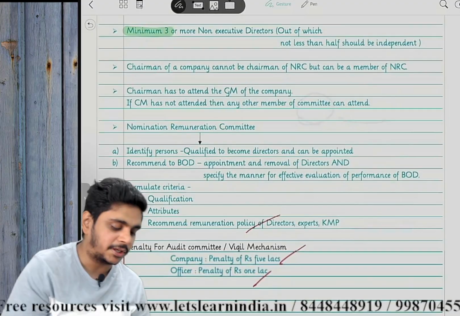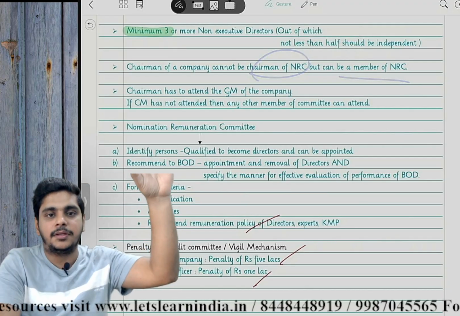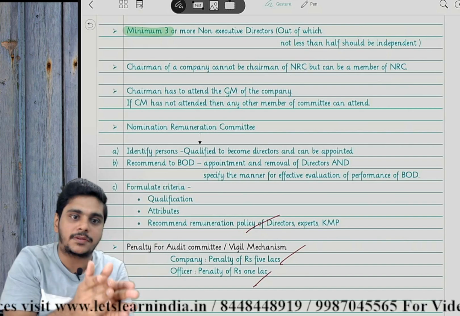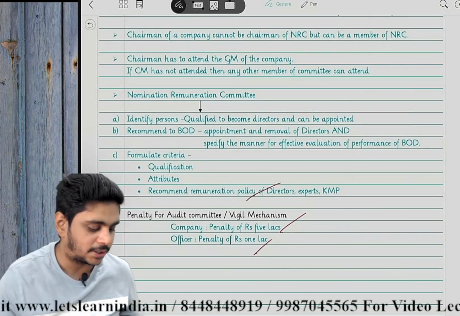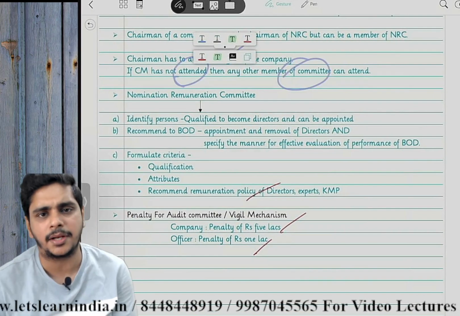The chairman of the company cannot be the chairman of NRC, but can be a member of the NRC. Then the chairman has to attend the general meeting of the company. If the chairman has not attended, then any other member can come and attend.